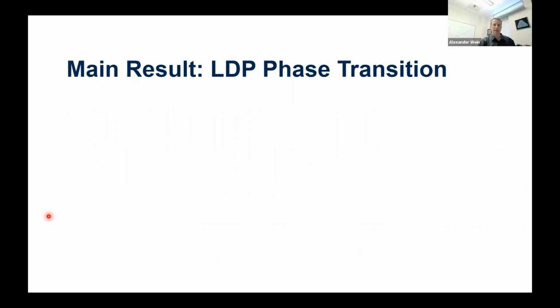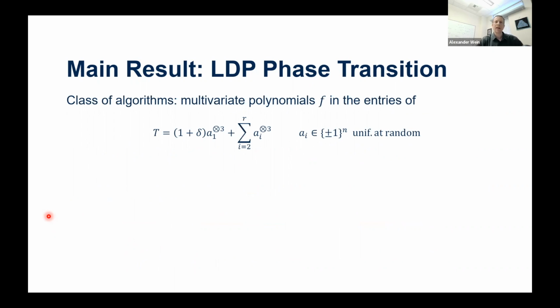Okay, so here then is the main result. I'll tell you the main result, and at the same time I'll tell you about this low degree polynomial framework that I mentioned earlier. The class of algorithms we're going to think about are multivariate polynomials in the entries of the tensor. Remember, we're observing this n by n by n tensor, where one component is a bit larger than the rest.